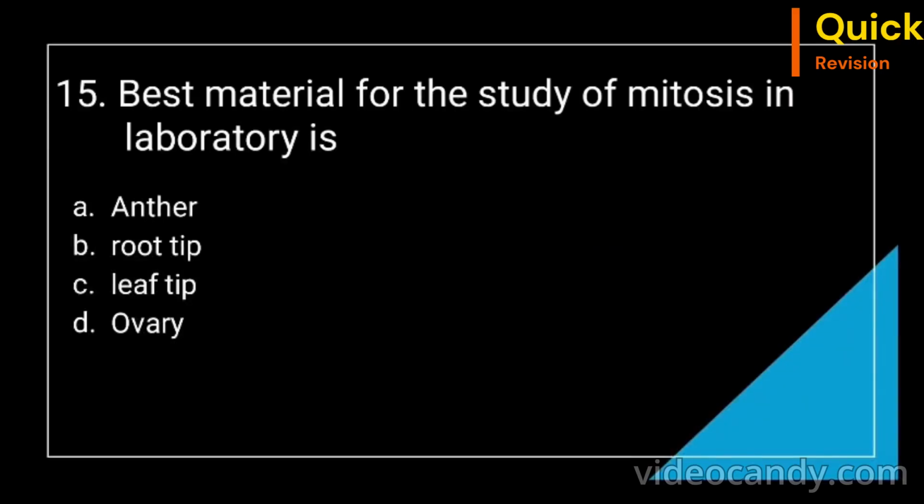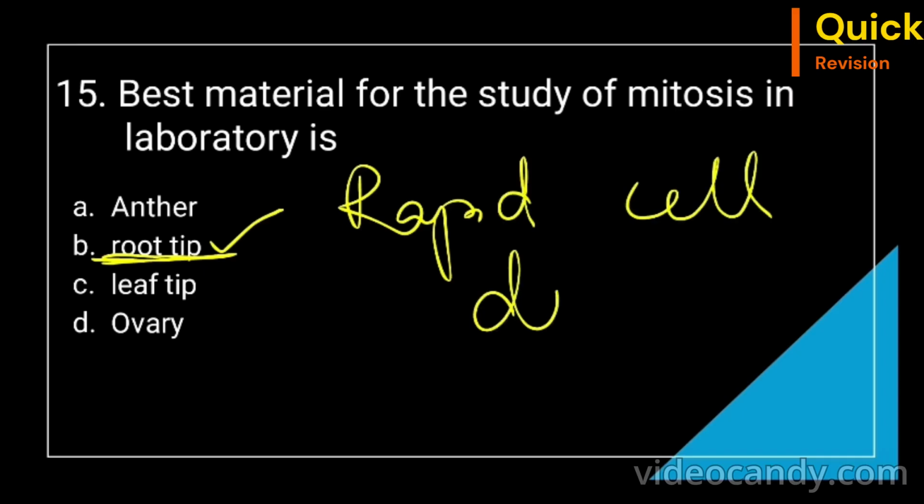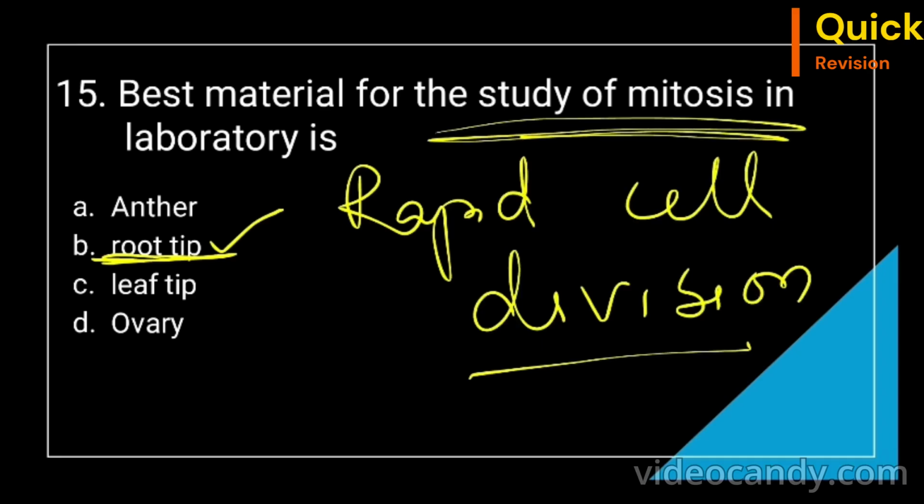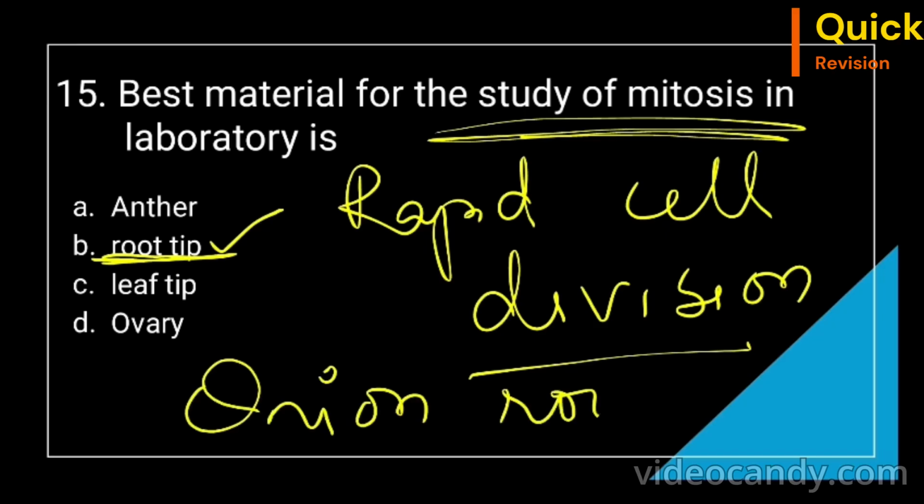15th question. Best material for the study of mitosis in laboratory is? Very easy. It's the root tip, right? Why are we choosing root tip? Because in root tip there is rapid cell division. Because of this rapid cell division you can very easily study mitosis. So that's why we go for root tip. Basically we use onion root tip very commonly, as it is very common and easy to grow.